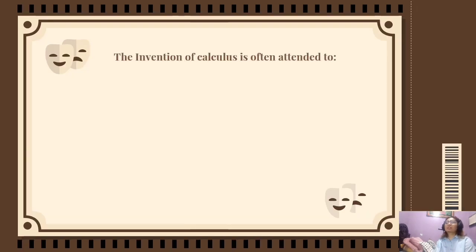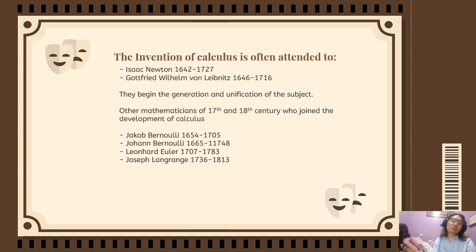Saan nga ba nagsimula talaga yung calculus? The invention of calculus is often attributed to Isaac Newton, 1642 to 1727. Kilala natin si Isaac Newton as siya ang parang father of the calculus. Tama ba? Then, Gottfried Wilhelm von Leibniz, 1646 to 1716. Siya ang tumulong kay Isaac Newton upang ma-discover ang calculus, upang ma-enhance ito. They began the unification of the subject.